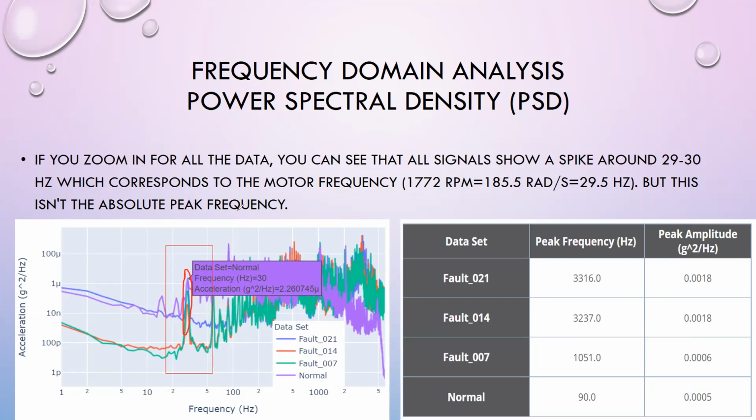If you remember, in the first slide, I mentioned that the frequency of the motor is 1772 RPM or 185 radian per second or 29.5 hertz. And here you can see around 30 hertz. We have one peak for all of the signals, and this is due to the frequency of the excitation.